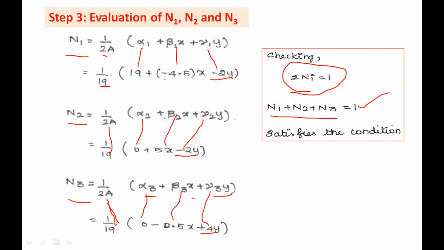Then the x coefficient: minus 4.5 plus 5, so you will get 0.5. Then minus 0.5, so it will be cancelled. Then the constants 19, 0, 0, so 19 by 19 will give 1. So this condition is also satisfied, and we can use this shape function for the next step.